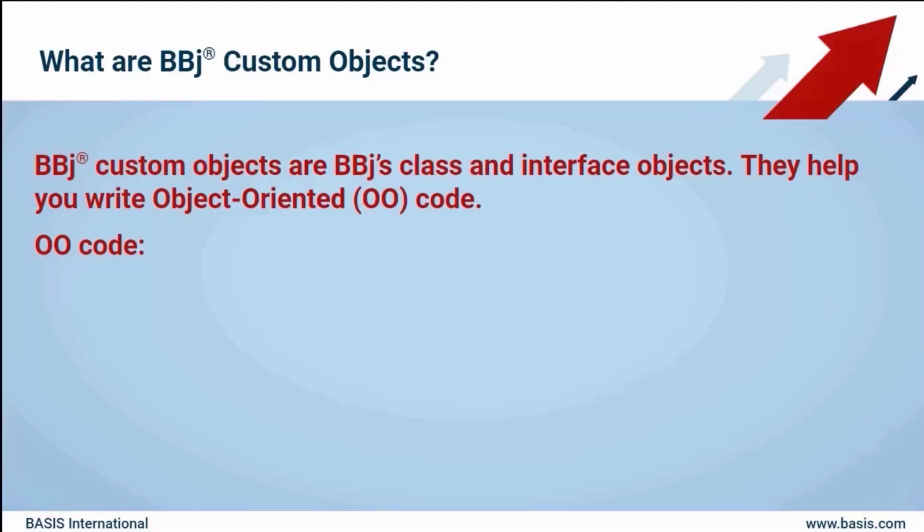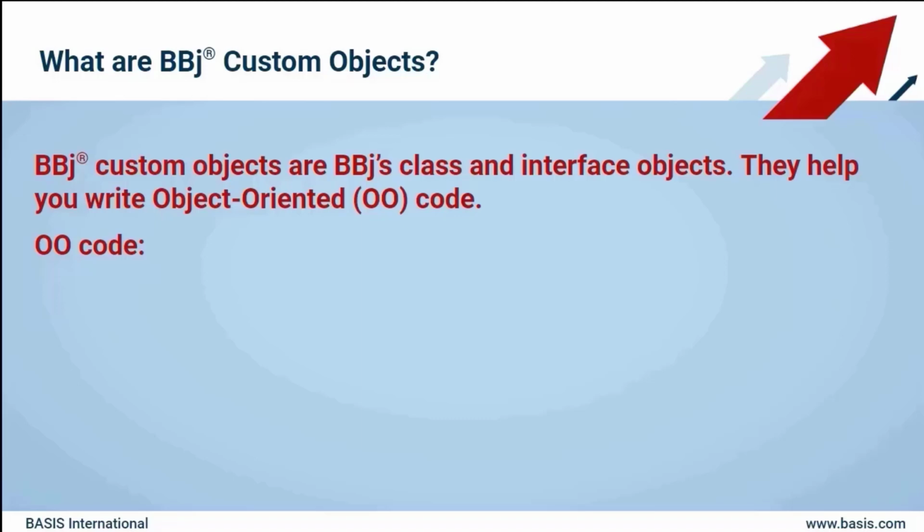What are BBj Custom Objects? Well, for those of you who have not used them before, BBj Custom Objects are BBj's class and interface objects. That means they use the class verb and the interface verb. They define a set of attributes and a set of operations that all go together to make up one class. BBj classes help you write object-oriented code.